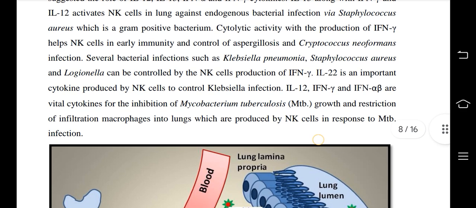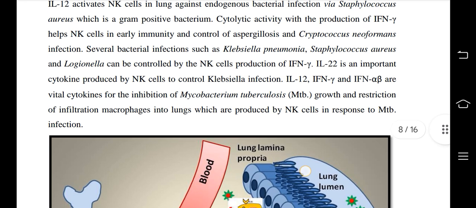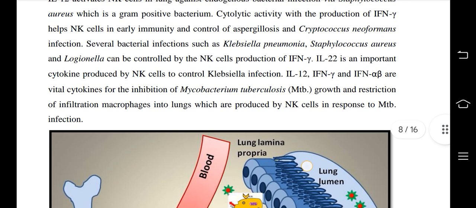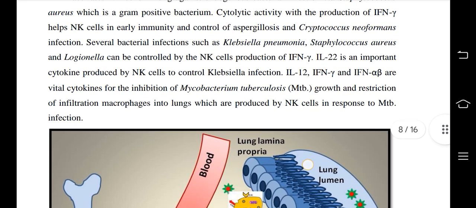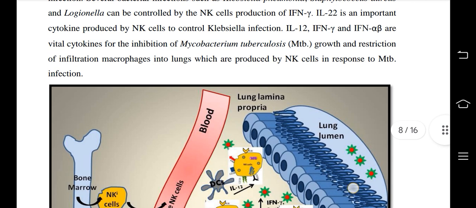Several bacterial infections such as Klebsiella pneumoniae, Staphylococcus aureus and Legionella can be controlled by the NK cell production of IFN gamma. IL-22 is an important cytokine produced by NK cells to control Klebsiella infection. So IL-12, IFN gamma, IFN alpha and beta are vital cytokines for the inhibition of Mycobacterium tuberculosis growth and restriction of infiltration of macrophages into lungs, which are produced by NK cells in response to MTB infection.